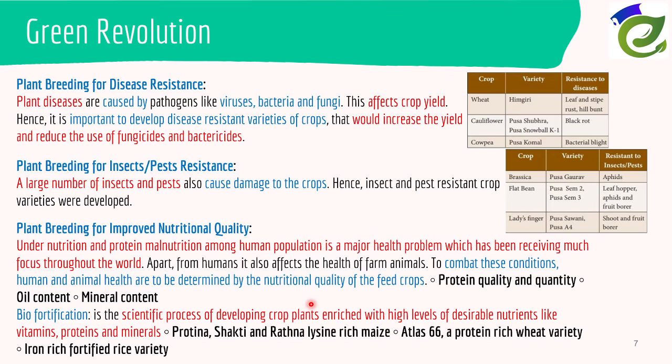So what does biofortification mean? It is the scientific process of developing crop plants enriched with high levels of desirable nutrients like vitamins, proteins and minerals. Some examples are Atlas 66, a protein rich wheat, and then you have Protina, Shakti and Ratan, lysine rich maize. We have iron rich fortified rice varieties as well.